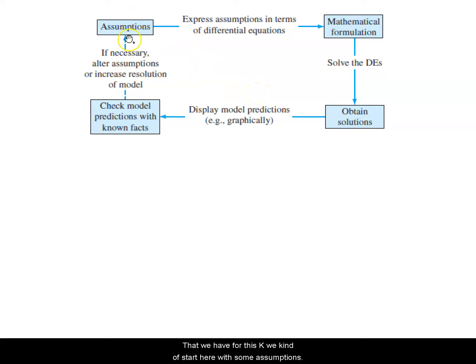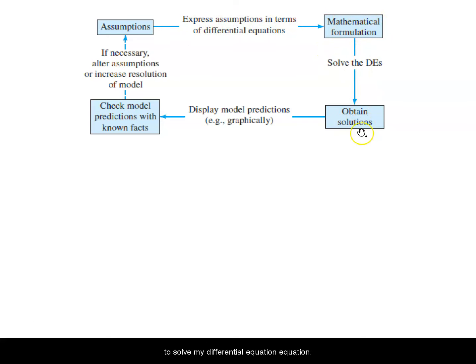We start here with some assumptions, and then we want to express these assumptions in terms of a differential equation. What are my variables? Let me try to make some sort of model of what's changing over time, and then turn that into some sort of mathematical formula.